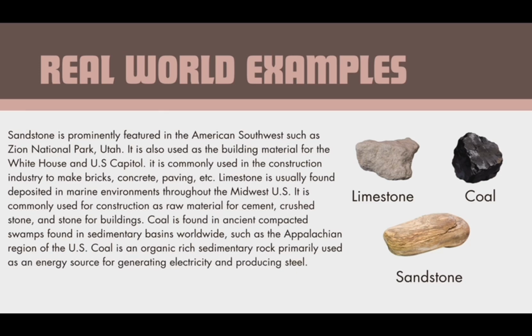Coal is found in ancient compacted swamps found in sedimentary basins worldwide, such as the Appalachian region of the U.S. Coal is an organic-rich sedimentary rock primarily used as an energy source for generating electricity and producing steel.